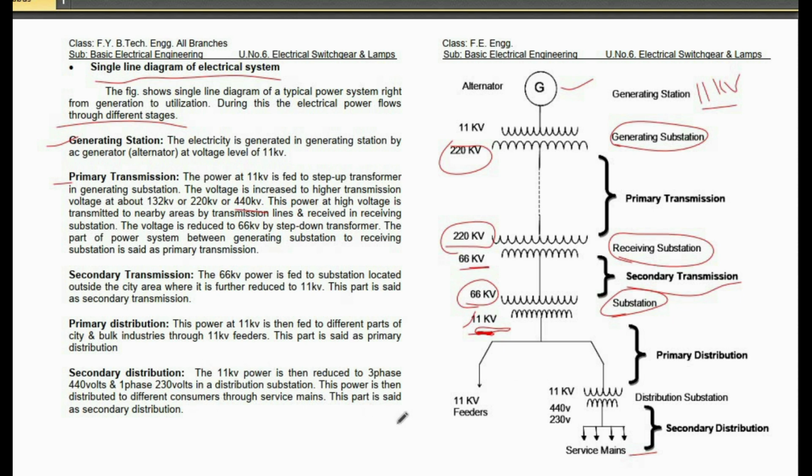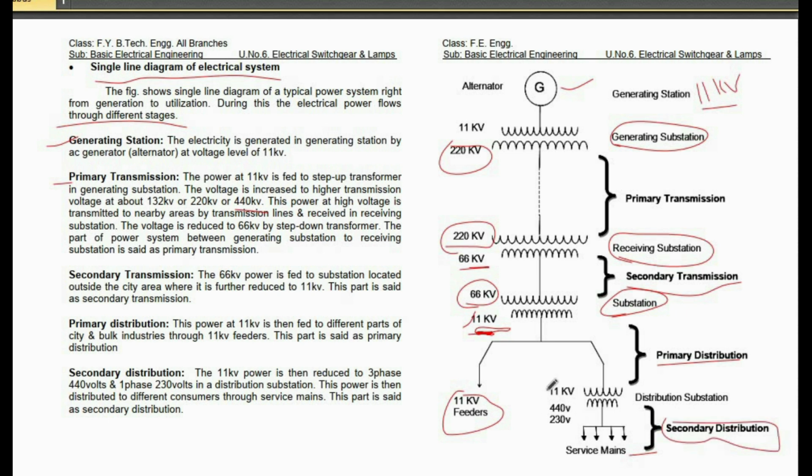And then this is the distribution substation. In this primary distribution system, that 11 kV is fed to the 11 kV feeder, and that 11 kV is also fed to the step down transformer, and here 11 kV is stepped down to 440 volt 3-phase and 230 volt single phase supply. This power is then distributed to different consumers through the servicemen, and this part is called the secondary distribution.